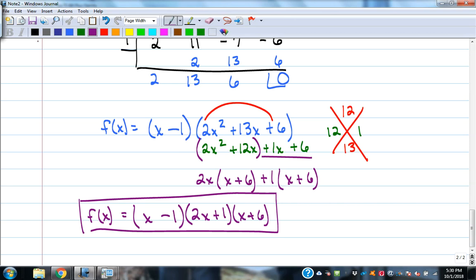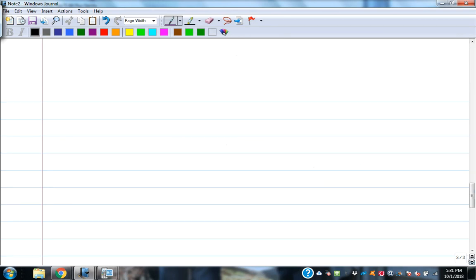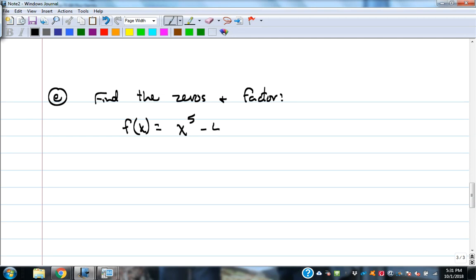Let's get this one. Find the zeros and factor f of x equals x to the 5th minus x to the 4th minus 4x cubed plus 8x squared minus 32x plus 48.